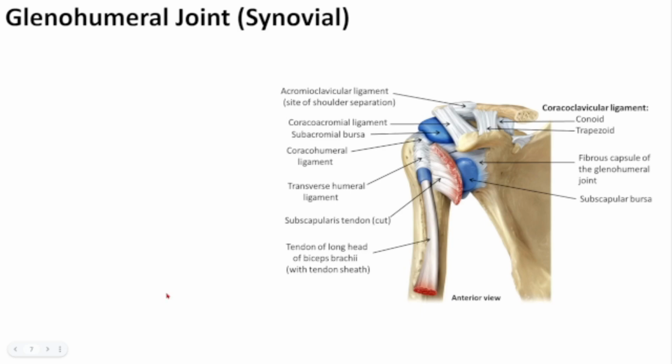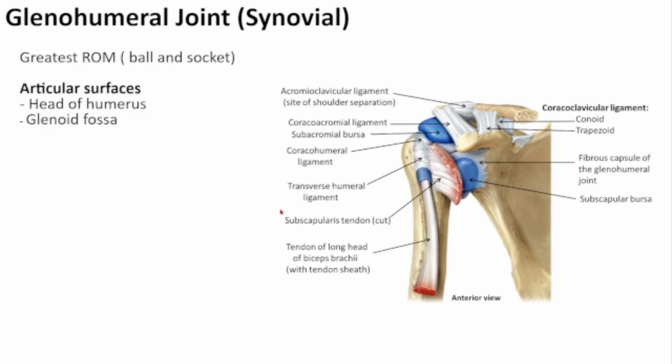But the glenohumeral joint, more complicated, right? So let's just walk through the structures that we see here. Getting past the AC joint, we come down here, we see the subacromial bursa, we see the coracohumeral ligament, right? So the coracoid process is attached to the humerus. The transverse humeral ligament here holding down the long head of the biceps tendon. We see the subscapularis tendon here, which has been cut. There's a subscapularis bursa. Okay, and then you see some of the fibrous capsule of the joint, right? And unsurprisingly, the greatest range of motion.